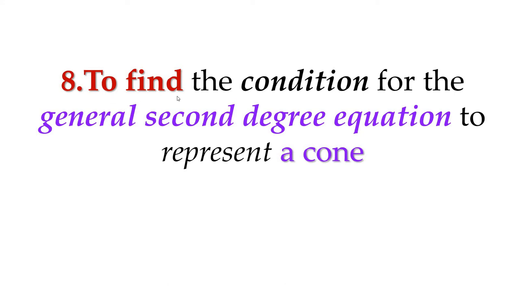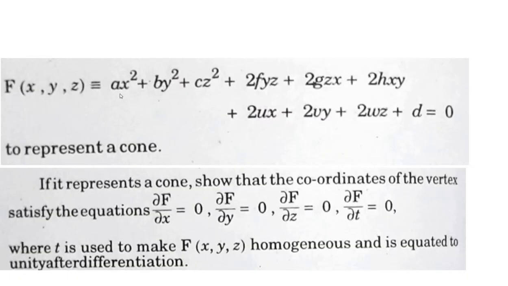So in this we will find the condition for the general second degree equation to represent a cone. Now we will consider this equation. We will find the condition for this general second degree equation. This is not a homogeneous equation. This is a general second degree equation. What is the condition for this to represent a cone?